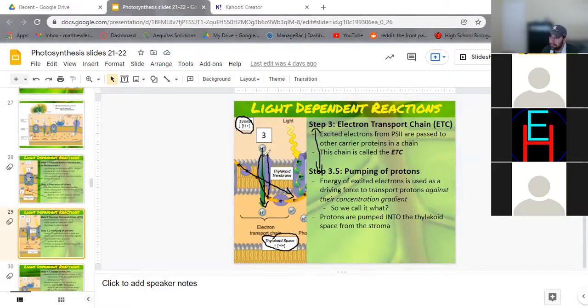So if we're pumping something against the concentration gradient, what do we call this? Active transport? Exactly. This is a form of active transport. I know it doesn't exactly use ATP like we see in sodium potassium pumps, but the fact is something is getting moved against its concentration gradient, and so it has to be a form of active transport. We're going from a low concentration to a high concentration. So step 3 is the ETC and the pumping of protons.